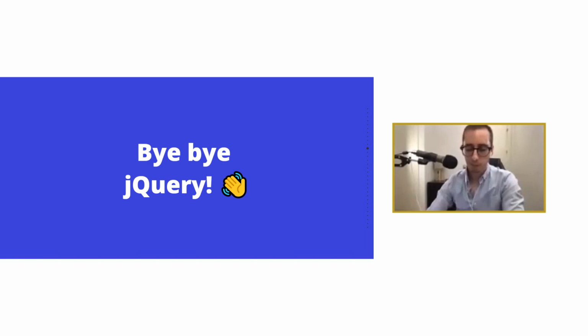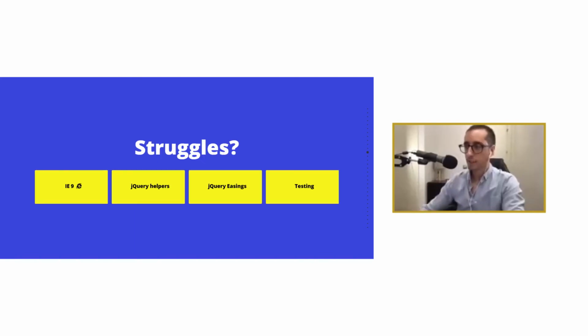So at some moment, about 2 years ago, in 2018, I decided that it was time to get rid of jQuery. Many people were requesting this, and even though I was always a bit afraid of the transition, I thought it was time. It was the thing that I had to do. So what were the struggles that I experienced in this transition?